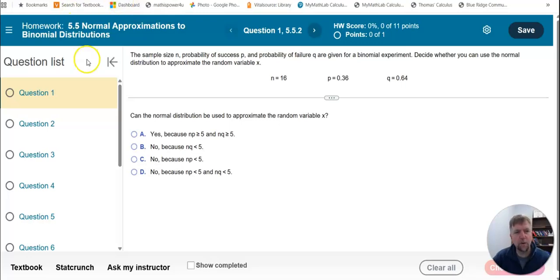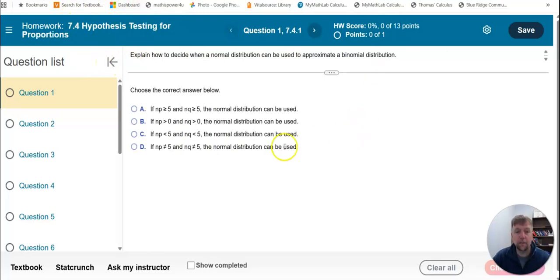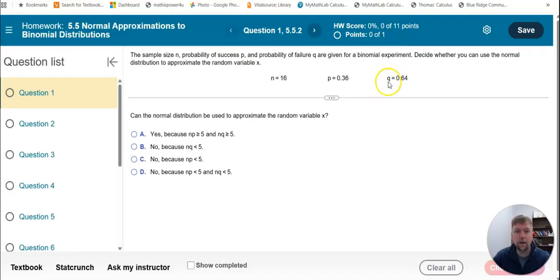Hey, stats class. We're going over hypothesis testing about proportions, but I want to call back something that we saw earlier in the semester, which was normal approximations to the binomial. The binomial distribution dealt with p and q, the probability of success and the probability of failure. But when we used the normal to approximate the binomial, it was because n times p and n times q were both greater than or equal to 5. Well, that's being called back here.